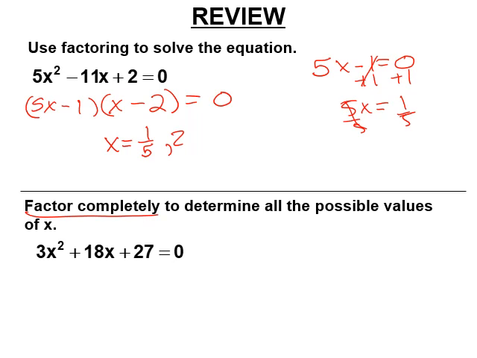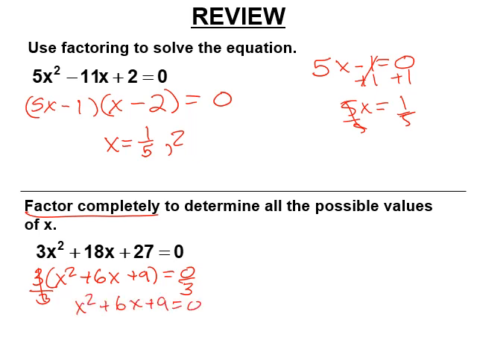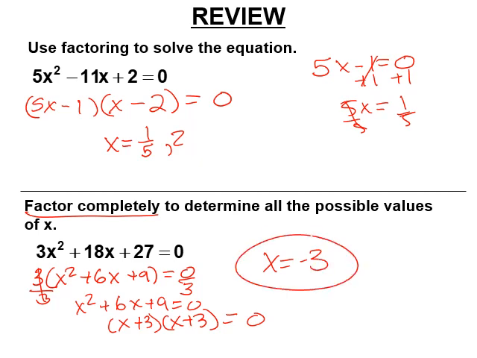Factor completely is a dead giveaway that you need to remove a common factor. Notice, you can divide both sides by 3 and it just goes away. This looks like it's going to be a perfect square trinomial to me. And so there is one solution, x equals -3.